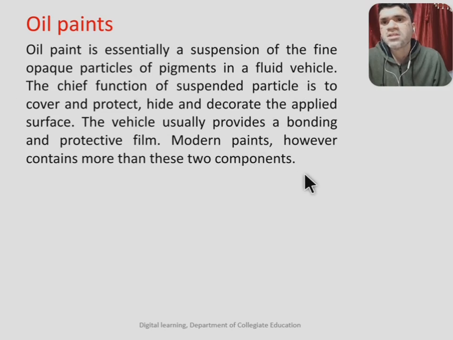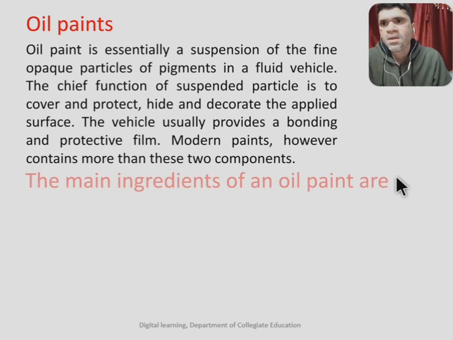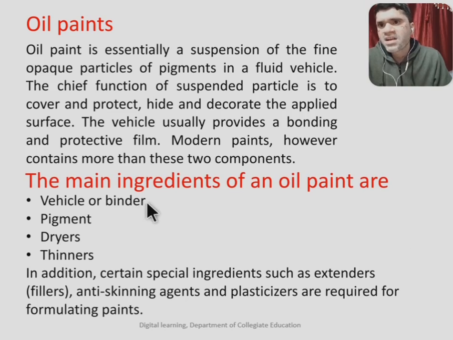Modern paints however contain more than these two components. So the main components of paint are pigment and vehicle. Now in case of modern paints, many additives are made in order to improve the quality of paint. The main ingredients of oil paint are vehicle or binder, pigment, dryers, thinners. In addition, certain special ingredients such as extenders or fillers, anti-skinning agent, plasticizers are also present in paint. But the main ingredients are vehicle or binder, pigment, dryers, thinners. In addition to this, other things may also be present.